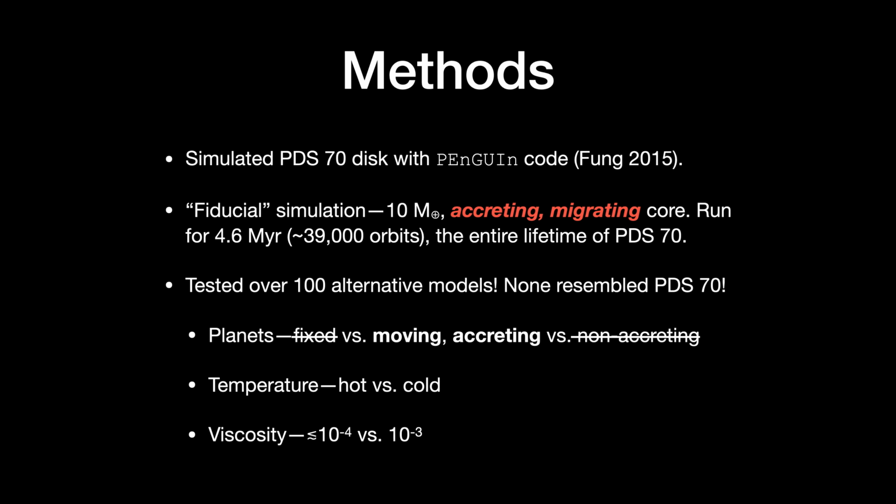Likewise, we tested cold disks, which were just heated by stellar radiation, as well as hot disks, in which we had additional heating sources representing some source of active heating. Turns out the cold disk better resembles a lot of these transition cavities. Viscosity, at least PDS-70 in particular, doesn't have huge asymmetries, so we wanted to choose a viscosity that would parameterize processes that would damp these asymmetries somewhat. So we chose an alpha of 10 to the minus 3 as opposed to something smaller.